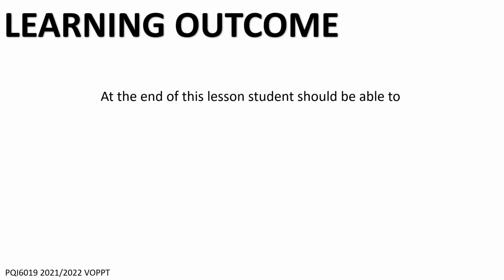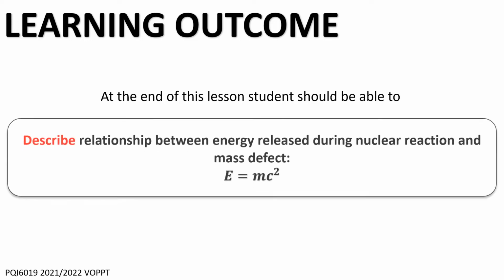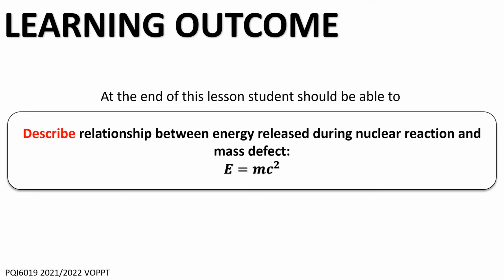Before we proceed, we need to know what we should expect at the end of this video. At the end of this lesson, students should be able to describe the relationship between energy released during nuclear reaction and mass defect, which is E equal to mc squared.